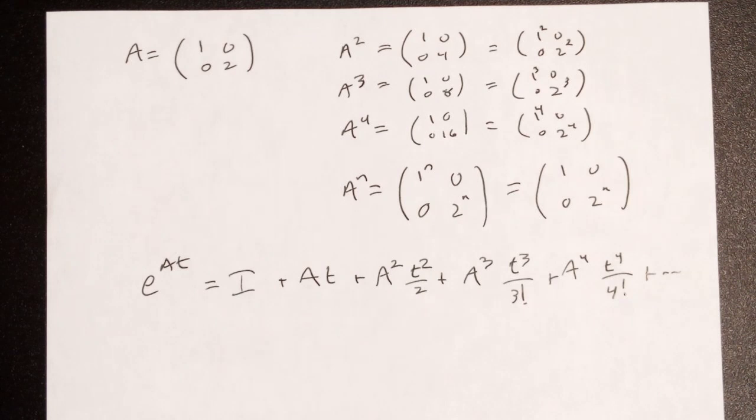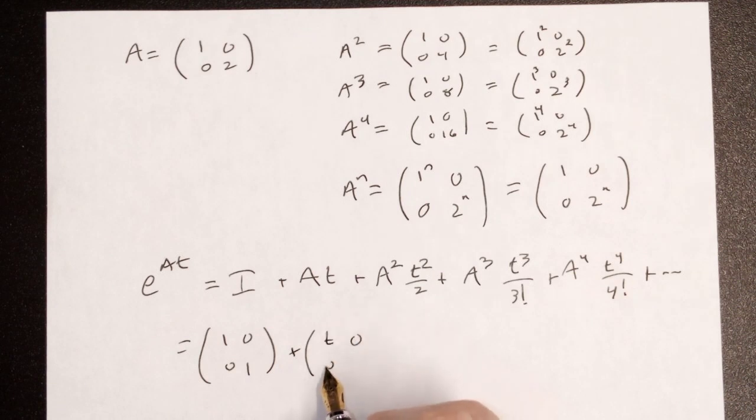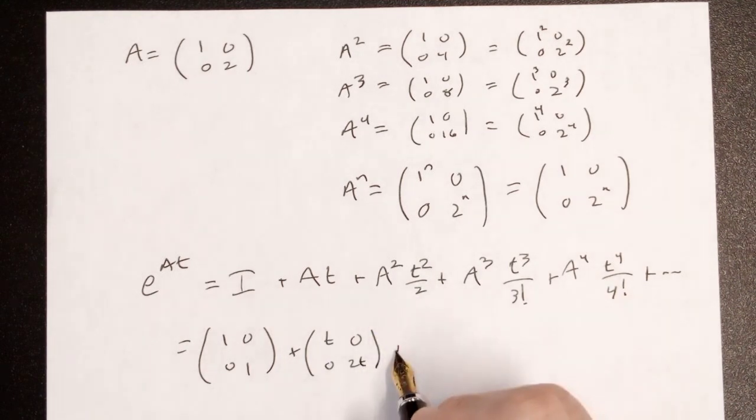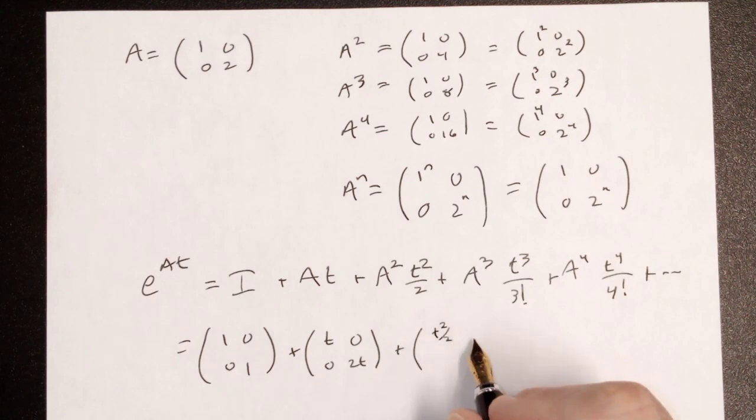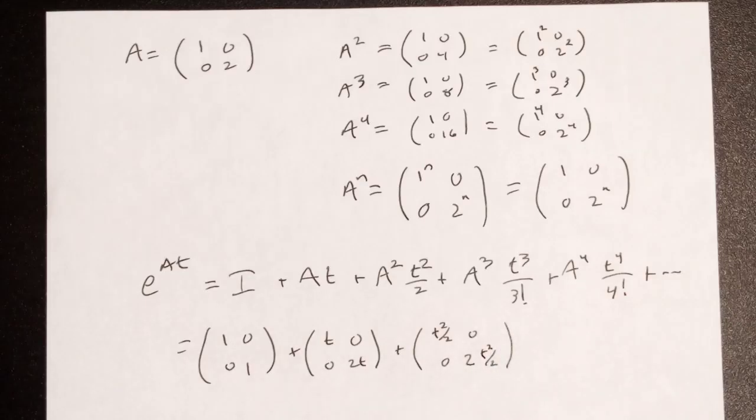All right, wait a minute. The identity is the matrix 1, 0, 0, 1. At is going to be t, 0, 0, 2t. A squared t squared over 2 is t squared over 2, 0, 0, and I'm going to write it as 2 t squared over 2. I'm not going to cancel. I'm not going to do any simplifying at any point here.